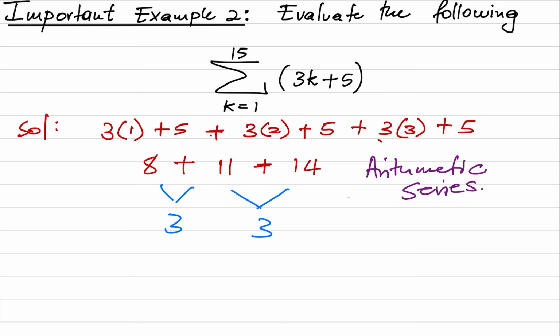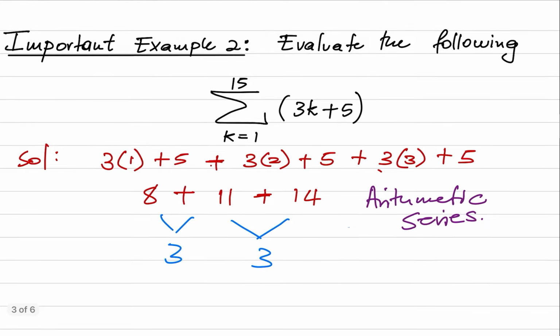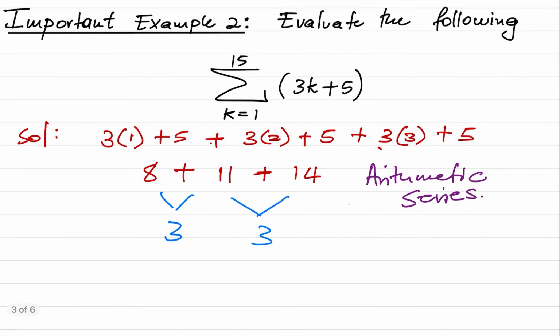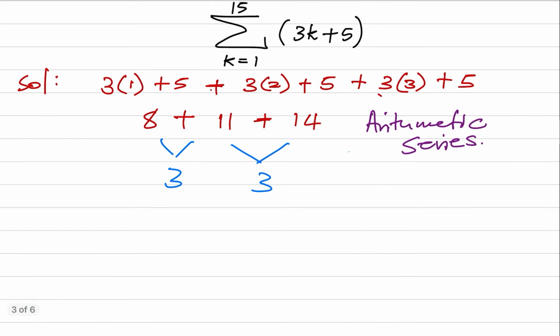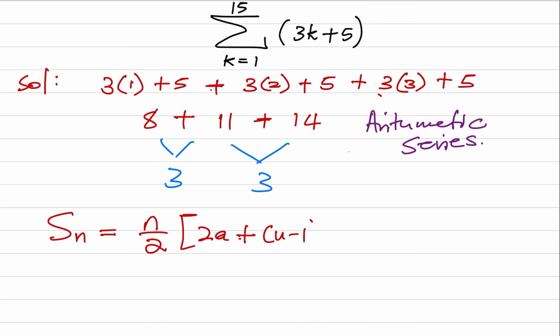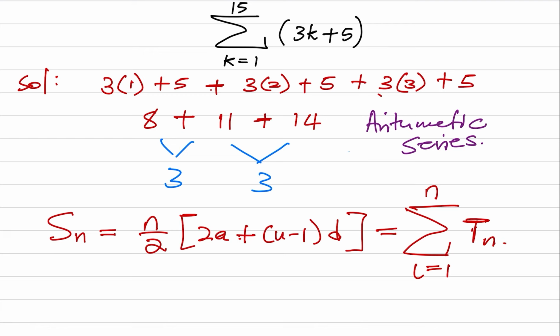This is an arithmetic series there. Now let us use what we have to find the sum. We will use this formula: Sn is equivalent to n over 2 into 2a plus n minus 1 times d. It is also equivalent to sigma of n terms starting from position 1 all the way up to tn. I hope you understand that these two things are the same.